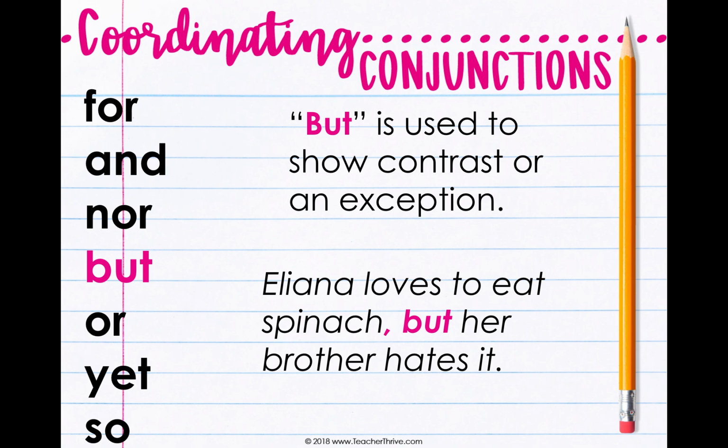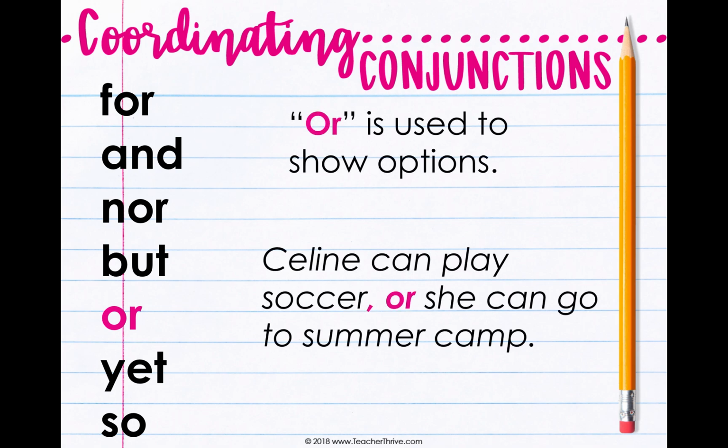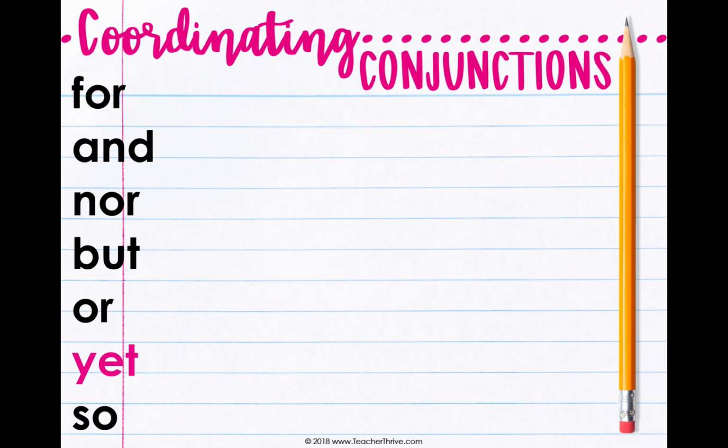Or is used to show options. Celine can play soccer, or she can go to summer camp. So it's showing two options. Celine can play soccer is one complete sentence, an independent clause. She can go to summer camp is a second complete sentence. They're complete because it has a subject, the who or what in a sentence, and the predicate, the verb. And this sentence is more exciting now, and it is also giving us more details, more options that Celine can play soccer or she can go to summer camp.